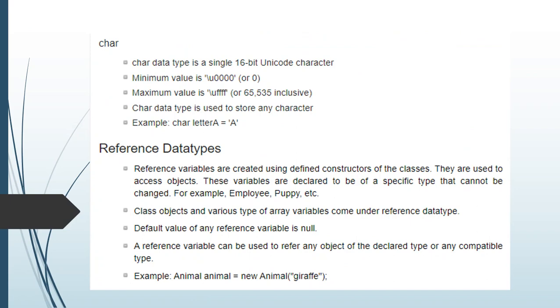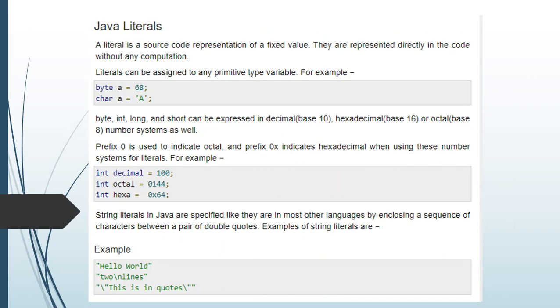Reference data types. Reference variables are created using defined constructors of the classes. They are used to access objects. These variables are declared to be of a specific type that cannot be changed. For example, Employee, Puppy, etc. Class objects and various types of array variables come under reference data type. Default value of any reference variable is null. A reference variable can be used to refer to any object of the declared type or any compatible type. Example: Animal animal = new Animal("giraffe").